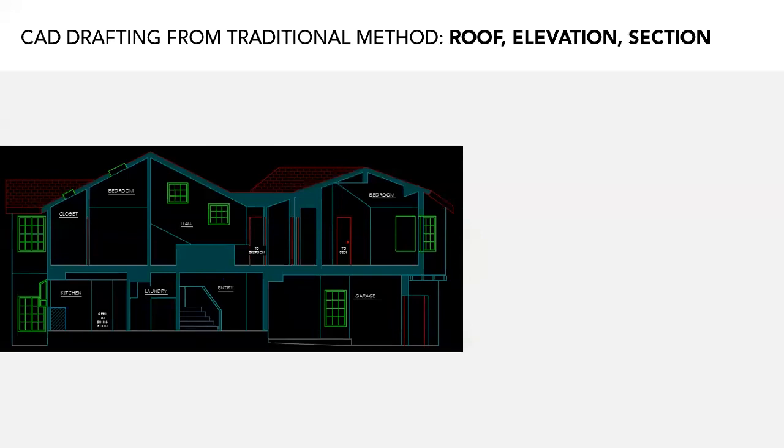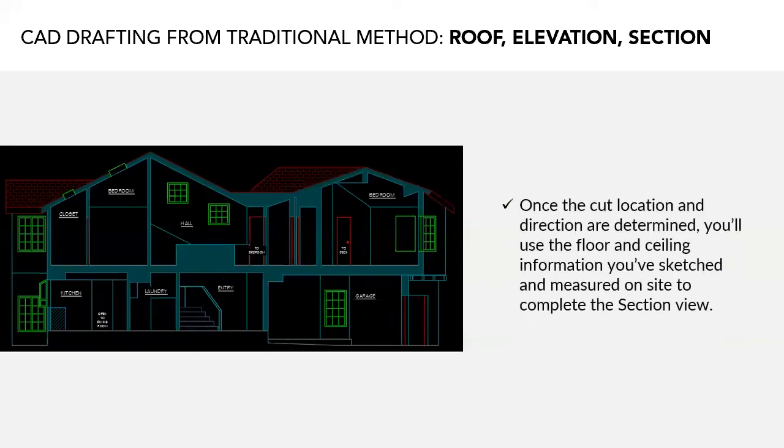And then moving on to sections, once the cut location and directions are determined, you'll need to use the floor and ceiling information that you've sketched and measured on site to complete these section views. So to draft the roof properly in the section view, it's highly, highly advised to have your elevation drawings finished first in order to use that same information to complete your section drawings.